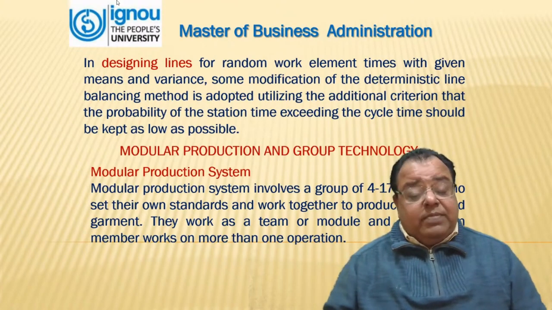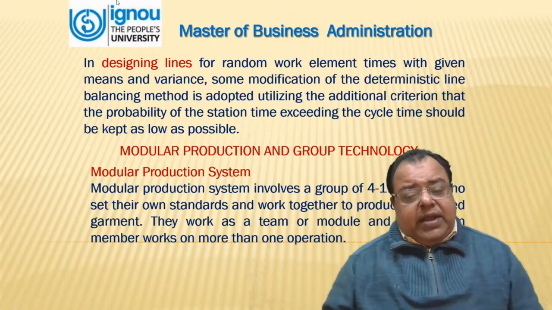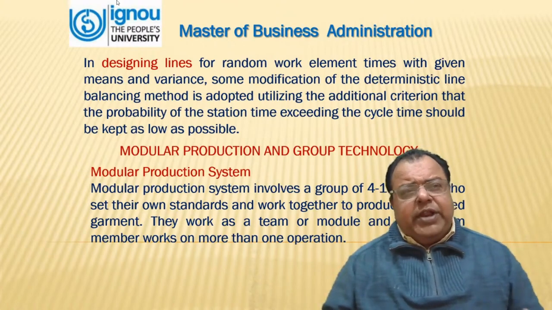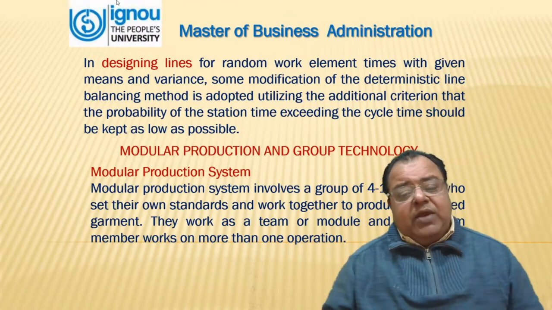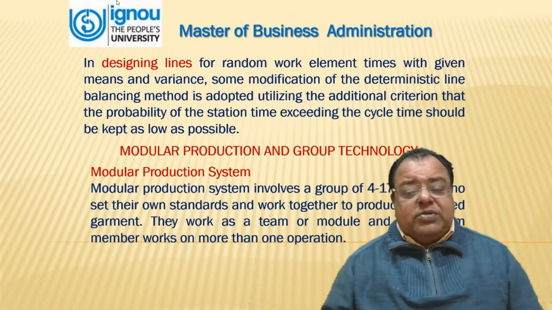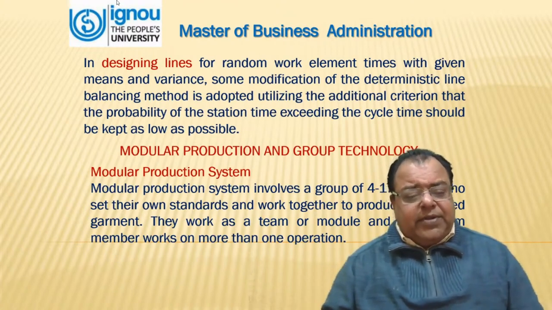Modular production and group technology. Modular production system involves a group of 14 to 17 people who set their own standards and work together to produce a finished garment. Basically, it started from the garment industry.